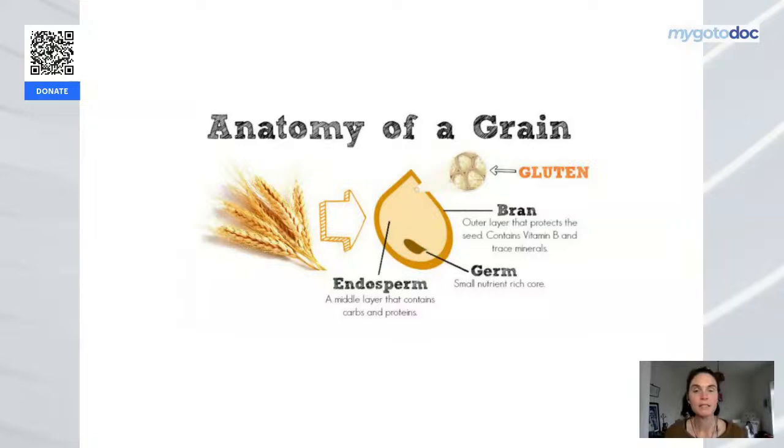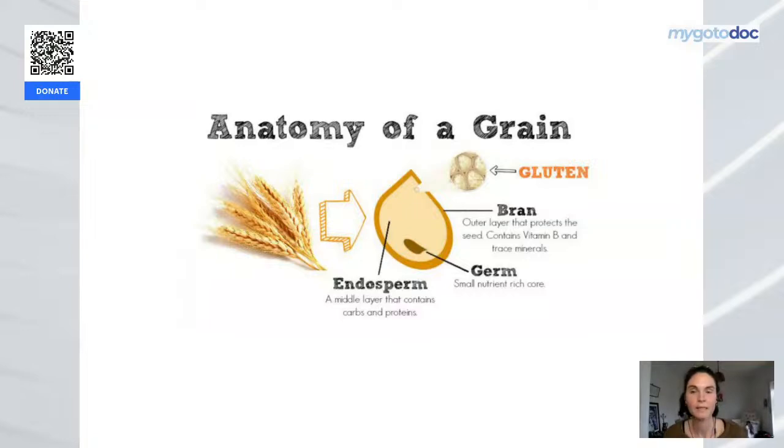It's a protein in the wheat. And as you can see here from this anatomy of a grain, there is the bran, which is the outer coating of the grain. And then there's the endosperm, which is inside, and the wheat and the germ. So gluten is actually a protein that's within the endosperm.